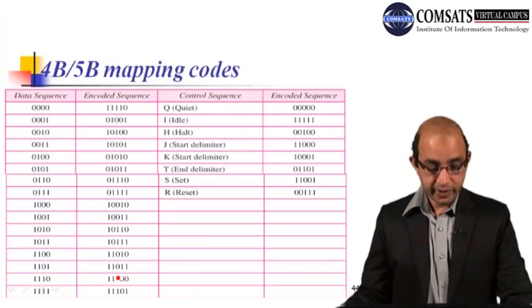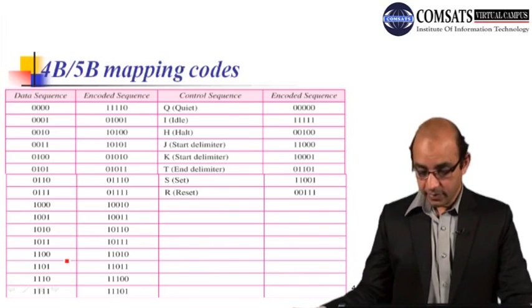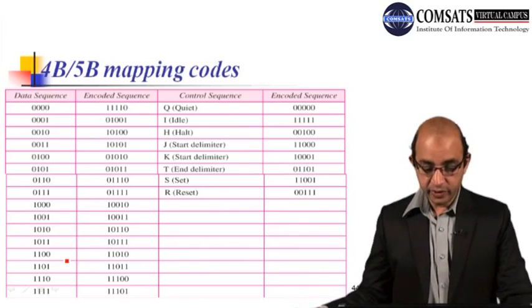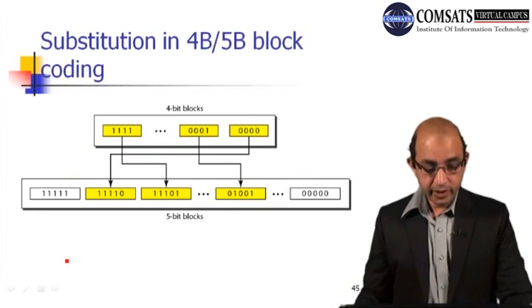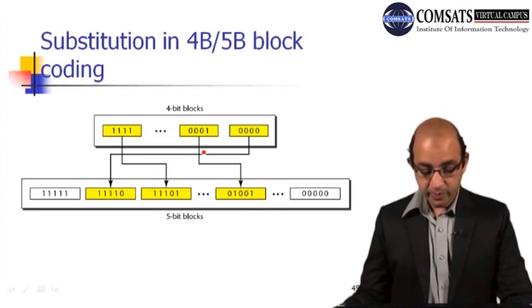So bit stream. So here are some of the codes, 4B/5B, right? So this is the data sequence or block. This is the encoded sequence, and we can have control sequence and encoding sequence as well. So here you can see 4B/5B. You can see 4 bits, right? And these are the 4-bit blocks, and these are the corresponding 5 bits after encoding, right? So you can see we have this encoding, and for 0001, you can see 3 zeros, they are scrambled over here.